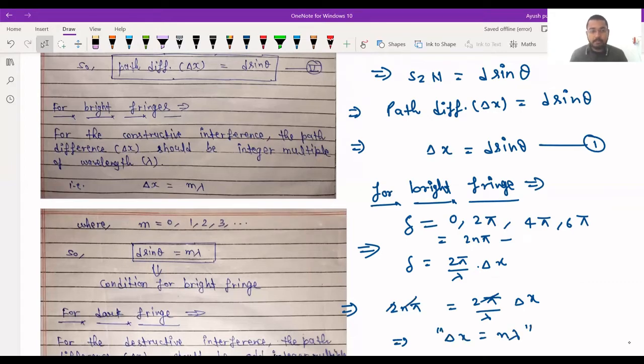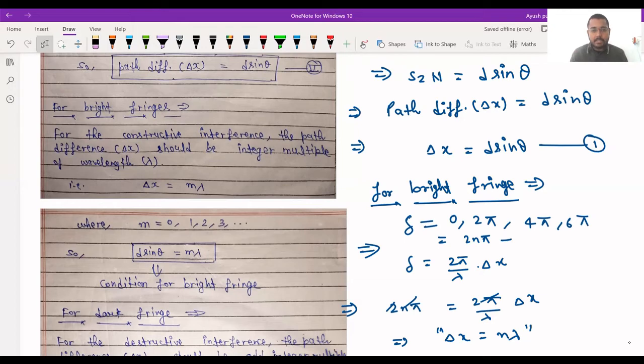So if the path difference is an integer multiple of lambda, the wavelength, then we achieve maximum intensity, meaning a maximum, a bright fringe, will be found. If this is happening at that point, then we say that constructive interference is taking place. Constructive interference means maximum intensity. Again, these are all names of the same thing: bright fringe, maxima, constructive interference.